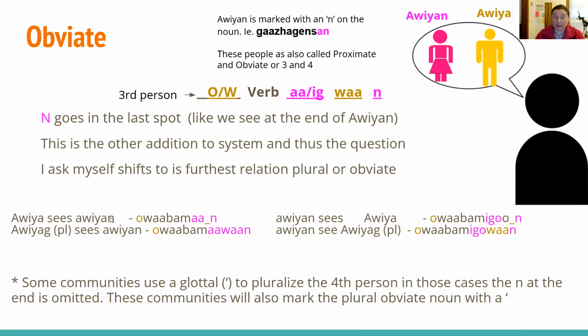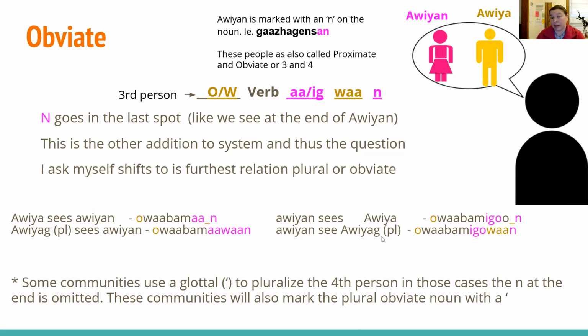Awia sees awian, so you might see something like she sees her grandmother: owabaman, awian sees awia, owabamigun. And this, like we saw in our igug, when we have this igu with a consonant afterwards, we do sometimes need an extra letter just to help it sound better and not confused with other conjugations.